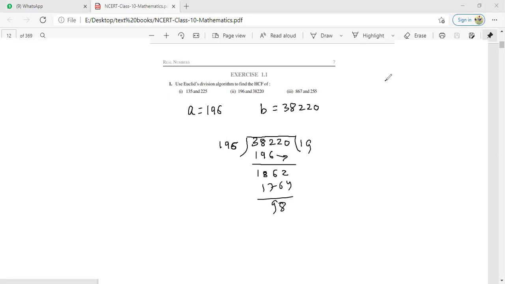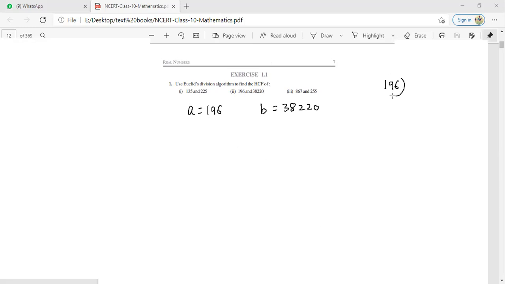So now we can do it. 196. Now this we can check, and I can remove it, because we know now how many times it will go. So 196 will go 19 times. You multiply 19 times, so your remainder will be 98.